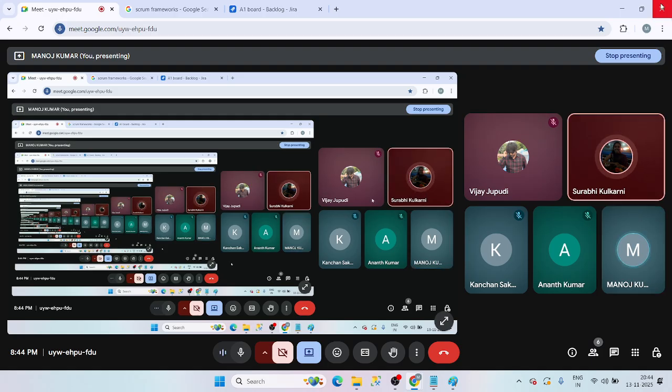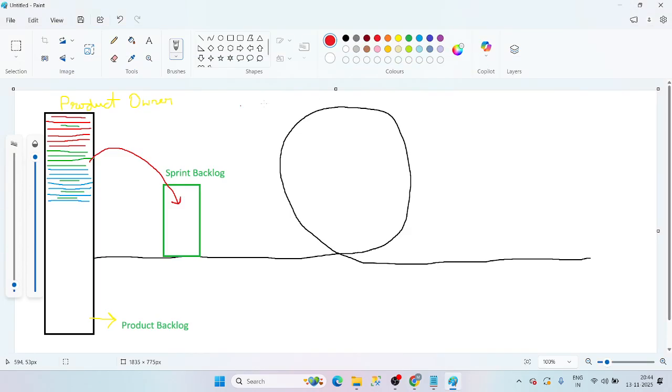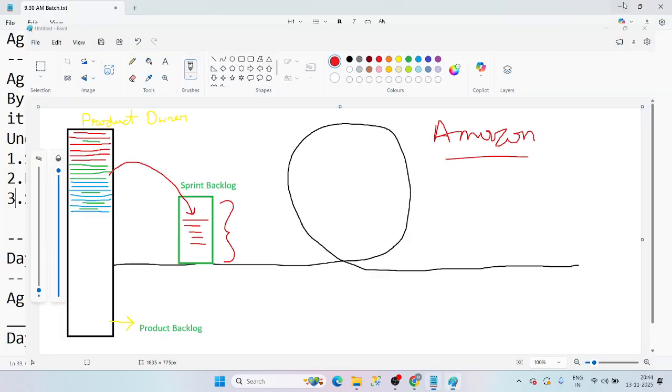Yes, Manoj. The thing is, this project name is Amazon. Amazon is nothing but an e-commerce website. Now the product owner brought some requirements to the sprint backlog, and he is saying that the project name is Bhagavad Gita, and please develop this. Are we going to develop the Bhagavad Gita? No, I don't think so.